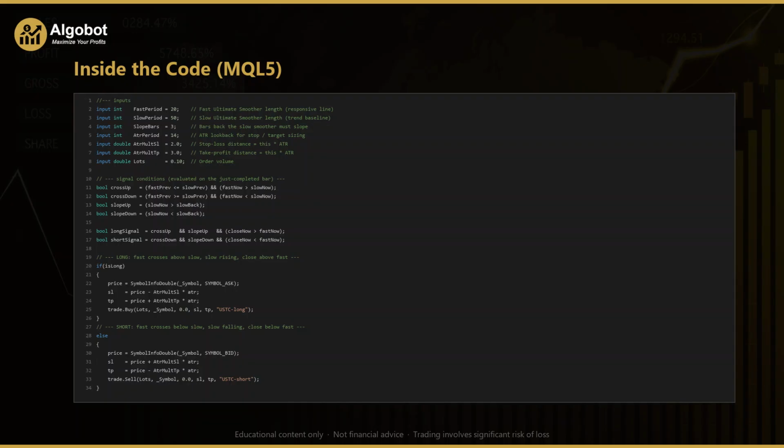When the long conditions are met, the code reads the ask price, sets the stop-loss below the entry by AtrMultSl times ATR, sets the take-profit above the entry by AtrMultTp times ATR, and calls trade.buy with those levels. When the short conditions are met, it reads the bid price, places the stop above the entry, the target below it, and calls trade.sell. Notice that both sides are perfectly symmetric, just with the stop and target flipped. That symmetry is a hallmark of a clean, direction-neutral trend follower. This is educational information, not a recommendation.